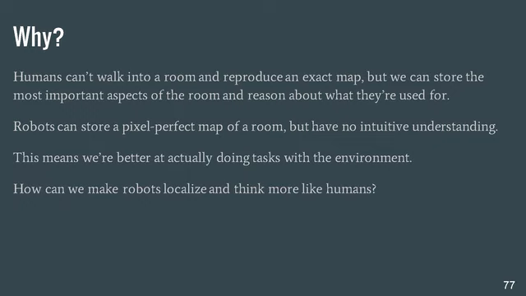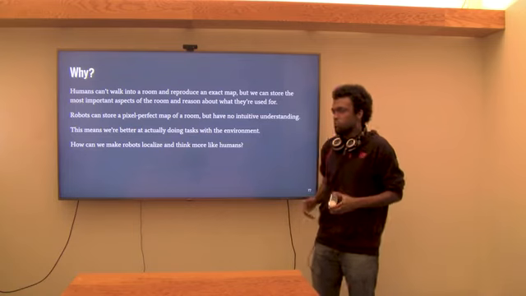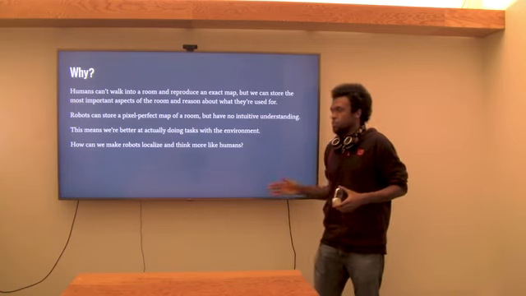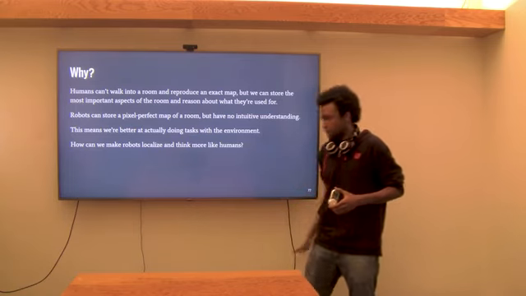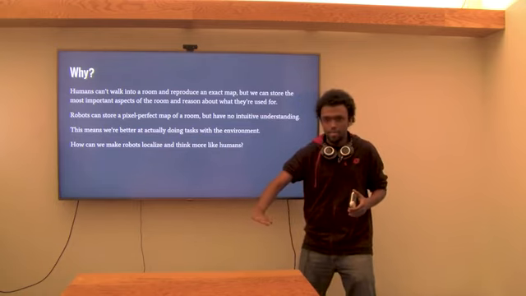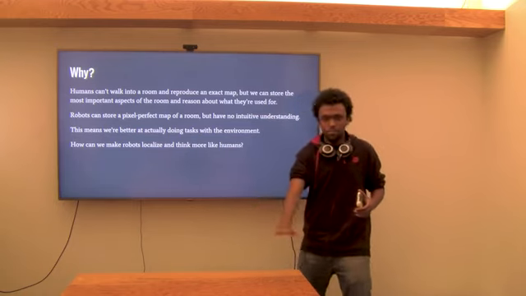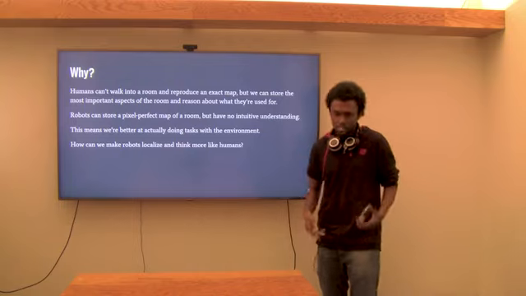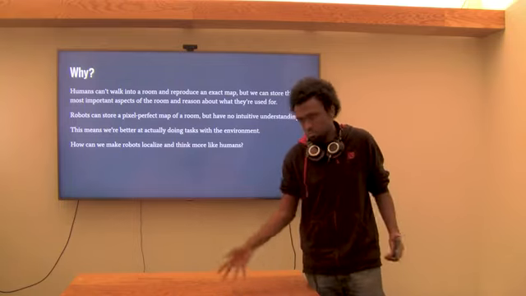Robots store that perfect map if they can manage to make it, but they don't really have a good understanding of what that map might mean to a human. So that means that we're actually better at doing tasks with the environment. If we wanted to go directly to a location, we don't have to look around and figure out on the wall what our distance from the wall is before we can then localize and move ourselves back over to the table. We just say, oh, I want to go to the table. Would you look over there? Oh, there's the table.